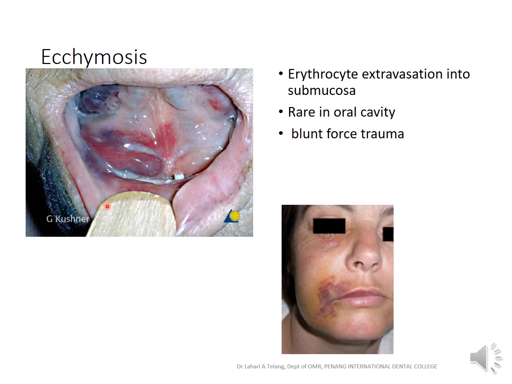There would have been a blunt injury to the jaw, leading to bleeding under the submucosa, leading to a pigmentation like this. Similarly, seen on the skin of this patient here, you can see a swelling on the angle of the mandible region, suggesting that there probably was trauma to that area.